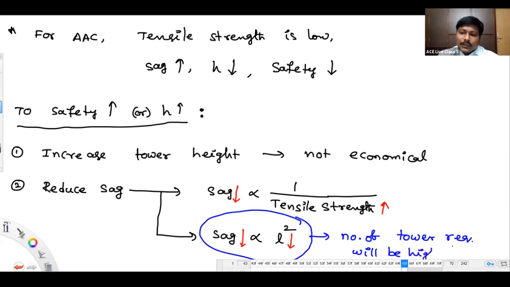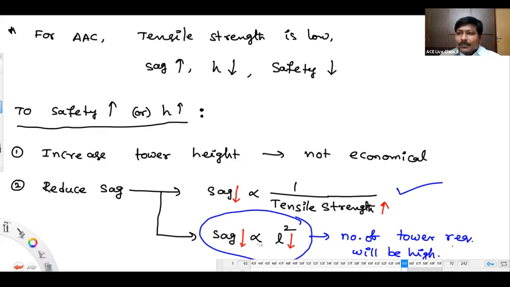So it is also not economical. That's also not economical. Okay, so what's the method we have to suggest now ultimately? Ultimately, you have to increase the tensile strength only. There is no other option in order to reduce the sag as well as to increase the ground clearance. So only this method we have to suggest. Okay, tell me now, how to increase the tensile strength of the conductor?